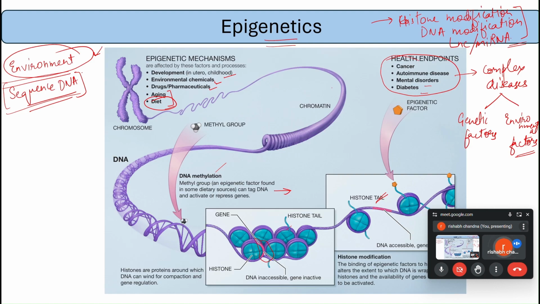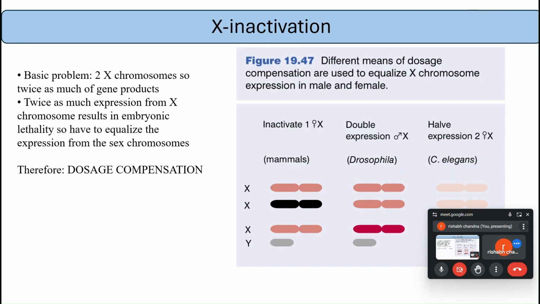Now we'll move on to one concept, that is X inactivation. This is due to the formation of an lncRNA. Why does X inactivation happen? Because we have two X chromosomes in females. As you know, the human female chromosome count is 44 plus XX, and male is 44 plus XY. These are the sex chromosomes, and these are the autosomes.